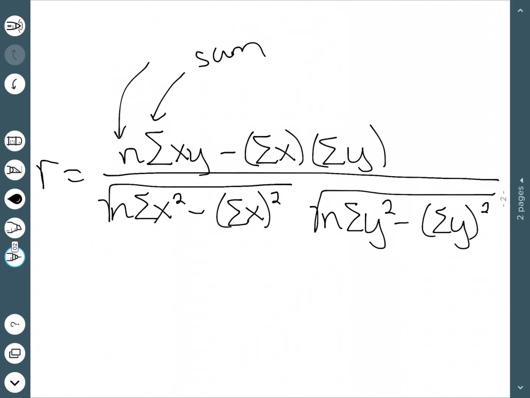So you can see that this is really complicated to actually find. And usually we rely on computers and calculators to find this for us. So I'm not going to do a specific example of finding it, but it is just important to have an understanding of exactly what the correlation coefficient is.